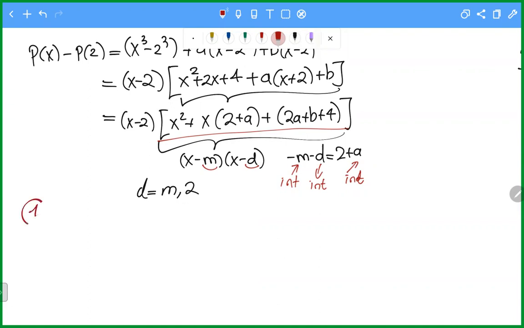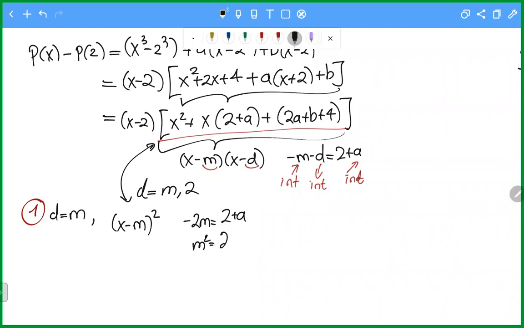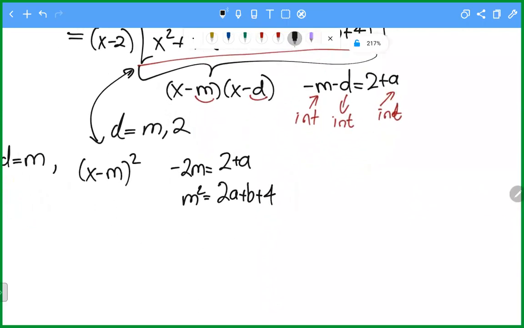So let's start with the case when d equals m, and then the polynomial x minus m squared should be this quadratic, and when we equate the coefficients, we obtain negative 2m equals 2 plus a, and m squared equals 2a plus b plus 4. All right, so let's work it out.